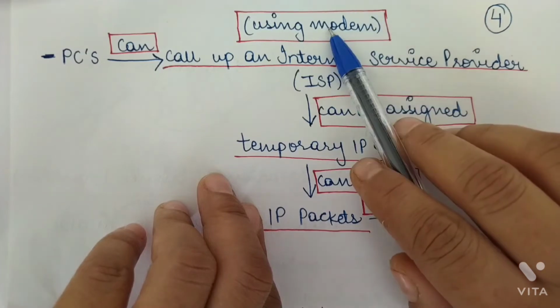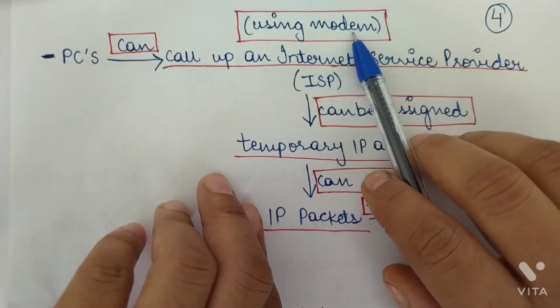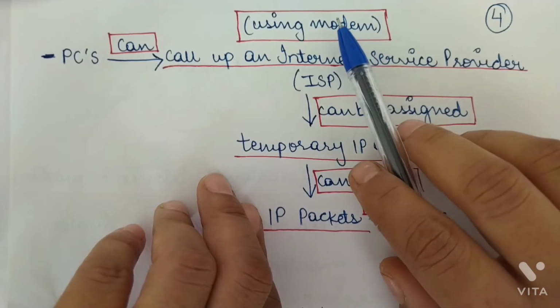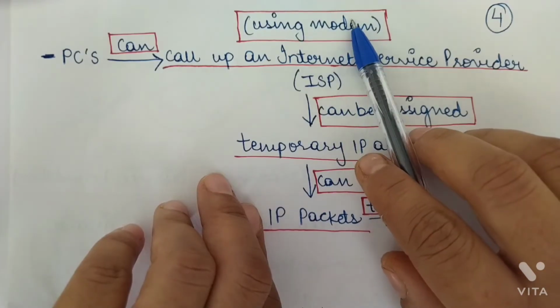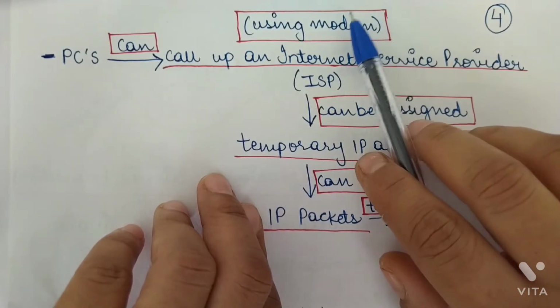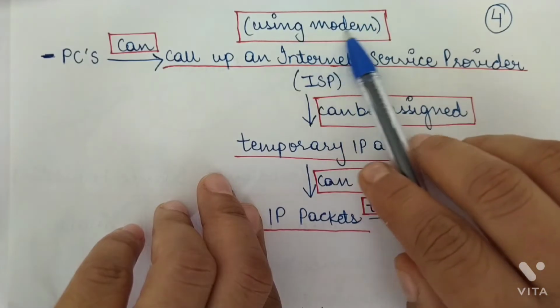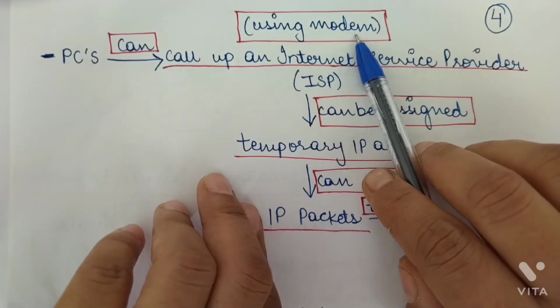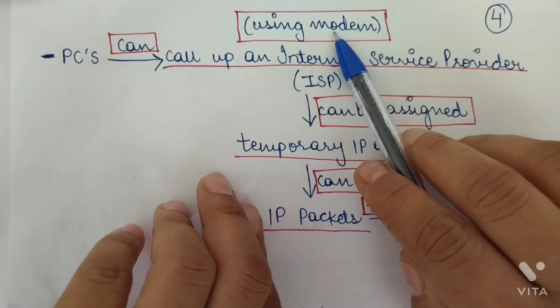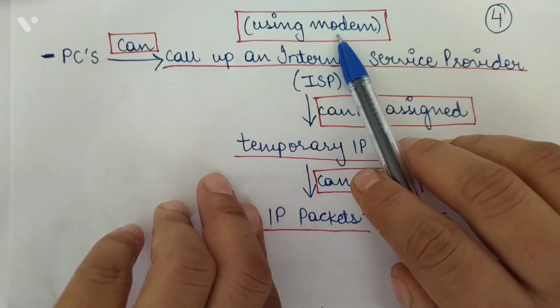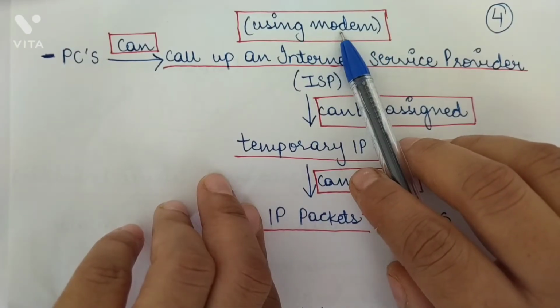The task of converting digital signals to analog signals is known as modulation, and the task of converting the analog signals back into digital signals is known as demodulation, and hence this device is known as modem. Modulation and demodulation, hence modem. So this is one such device which is very important if you want to use the internet.